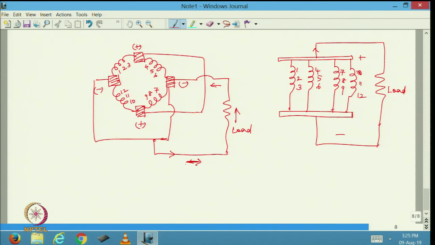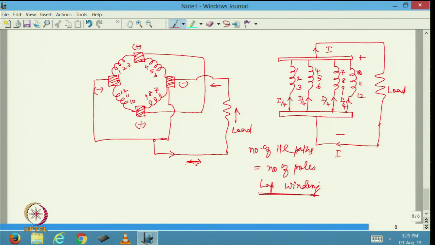This very clearly tells me that there are 4 parallel paths for the current. If I call this I by 4, this is I by 4, this is another I by 4 and this is I by 4, and the total current drawn here is I. So, the current supplied to the load is equally divided among the number of parallel paths, and here the number of parallel paths is going to be equal to the number of poles. The way the winding is arranged in lap winding, this is the norm.